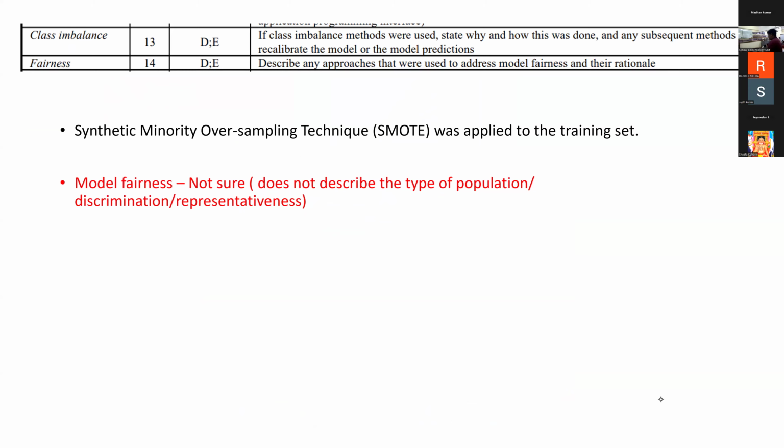And describe any approaches that were used to assess the model fairness and their rationale. On model fairness, they did not describe the type of the population or what they are representative of, whether they represent all the socioeconomic statuses and all that. So the model fairness is actually not very clear from their study.